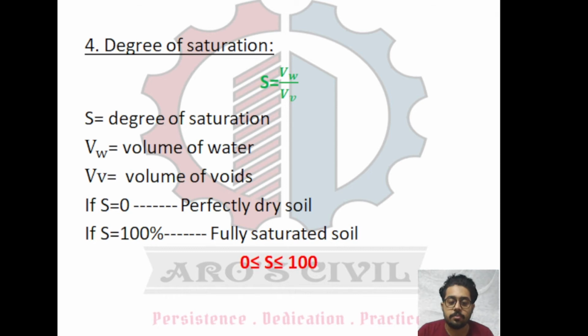Then degree of saturation. Degree of saturation is the ratio of volume of water by volume of void, and it can vary from 0 to 100. As you can see, it can be equal to 0, and the degree of saturation can be equal to 100 also. When the degree of saturation is 0, the soil is perfectly dry soil. I have already told you, when the degree of saturation is 0, no amount of water is present, so the soil is fully dry. When the degree of saturation is 100, we can say the soil is fully saturated.